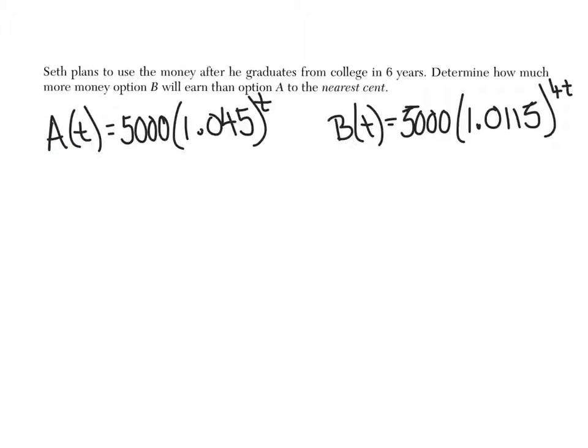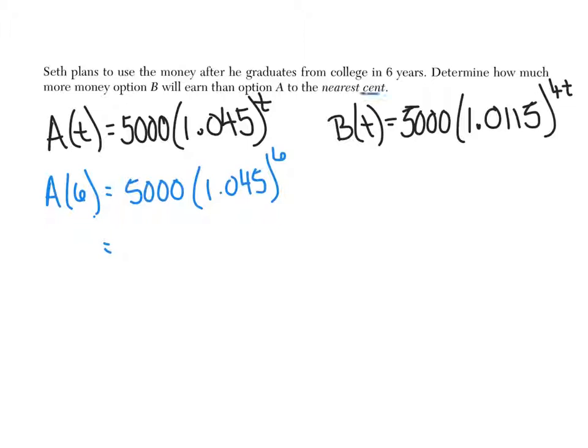So what I'm going to try to do here is let's plug a 6 into both functions. So I could say A of 6 is equal to 5,000 times 1.045 raised to the 6th power. Type that into my calculator, and I'm going to round it to the nearest cent. So I've got $6,511.30.